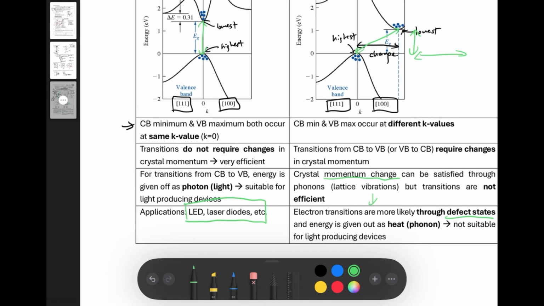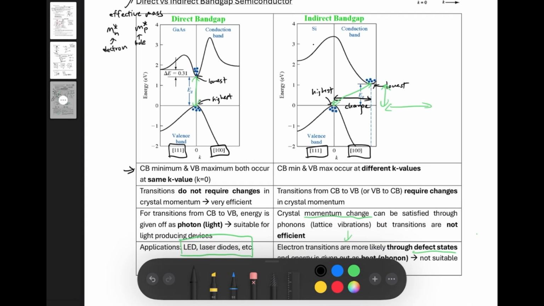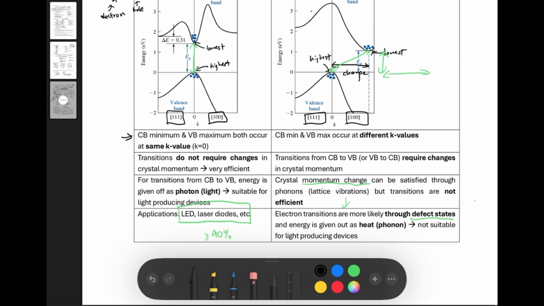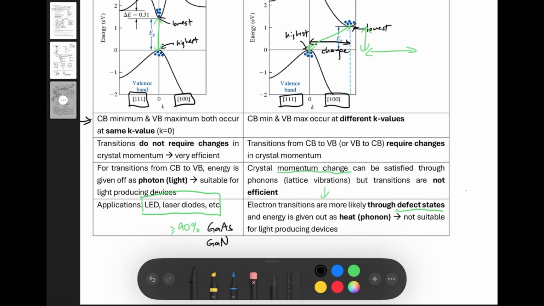You can see LEDs are above 90% efficient now, or even much higher than that today, because they are all direct bandgap semiconductors. Before we end this video, let's give some examples. Some direct bandgap semiconductors are, for example, gallium arsenide or gallium nitride, which is used for making LEDs. And for indirect bandgap semiconductors, something like silicon, germanium, and all these are indirect bandgap semiconductors.